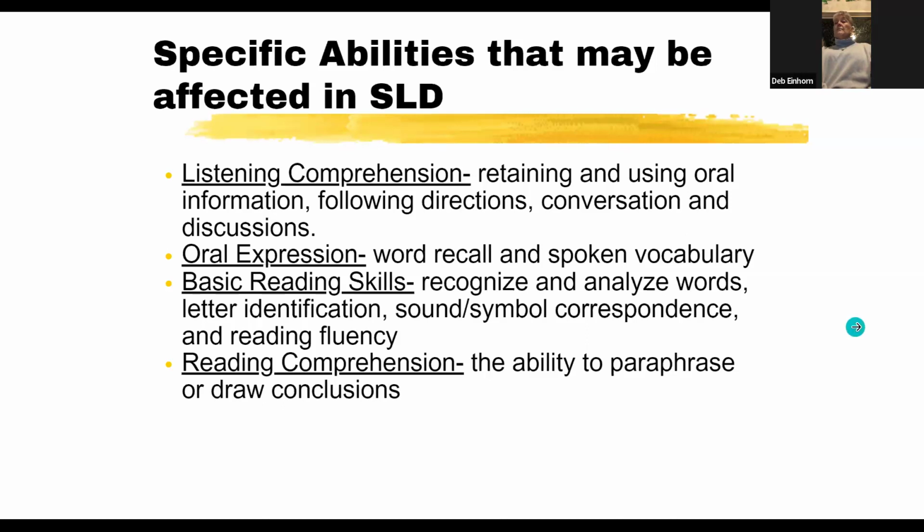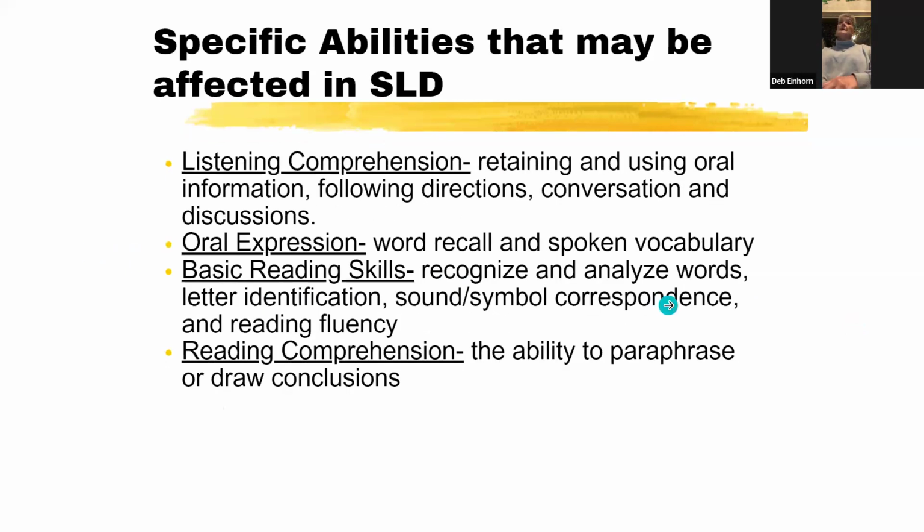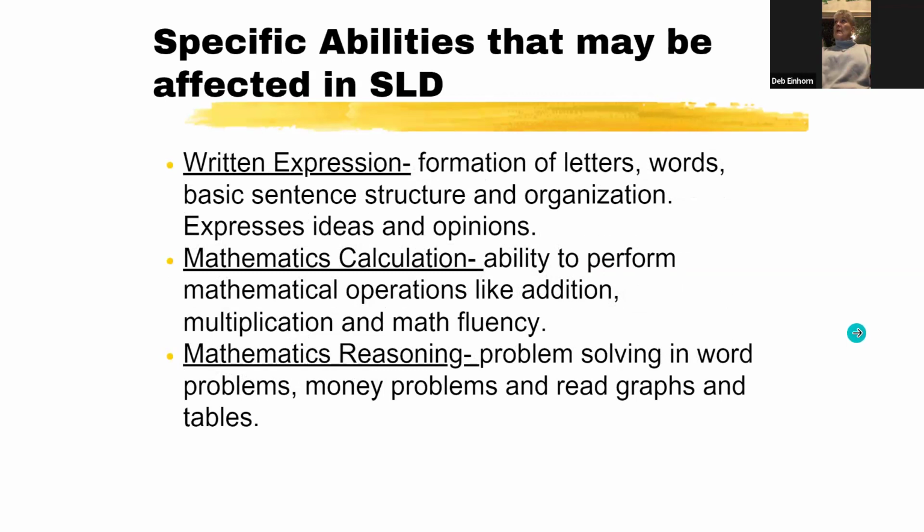And so those are problems that are typical of students that have dyslexia. And then some students have trouble with reading comprehension, which is different. They may be able to read fluently out loud and might be able to read a whole page of text flawlessly, but not understand a word of what they read. You would know that because they would have the inability to paraphrase or to draw conclusions about what they just read.